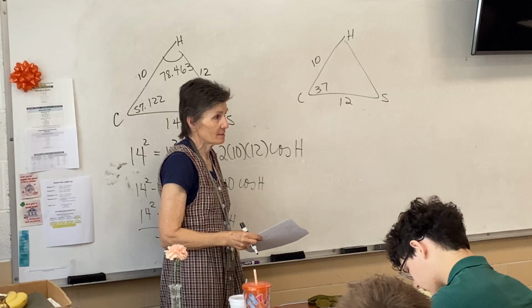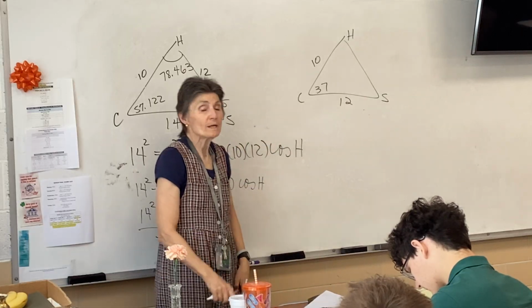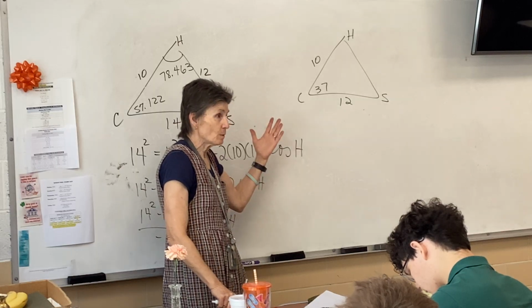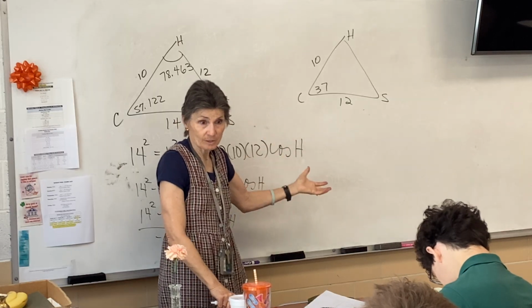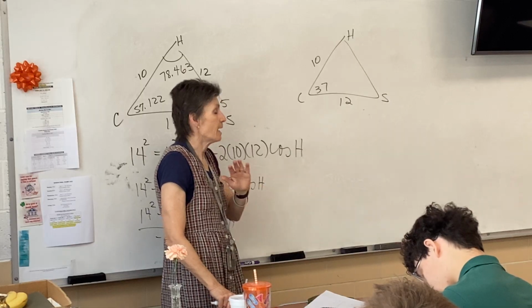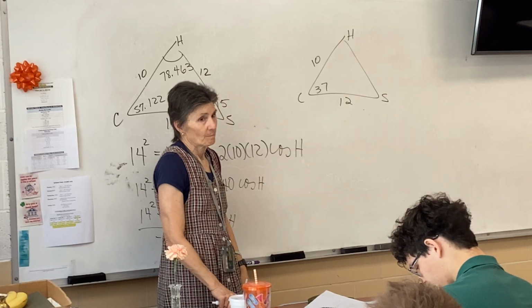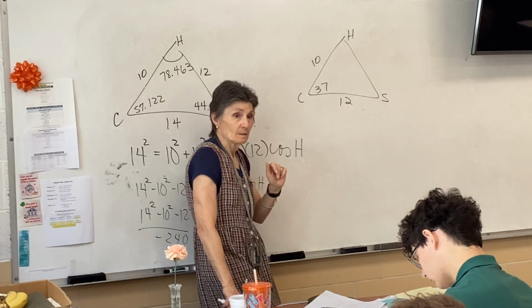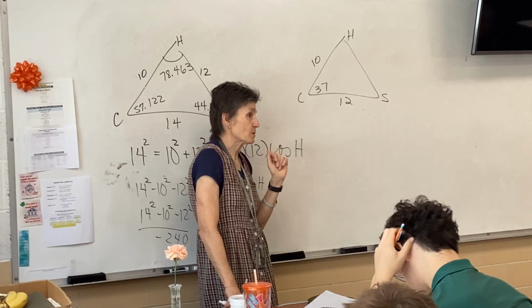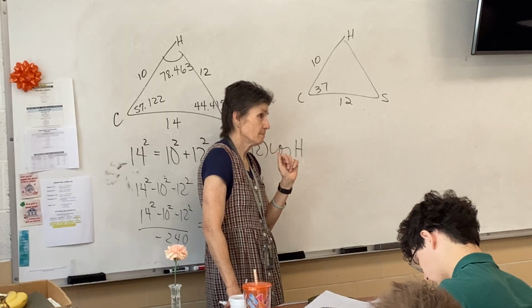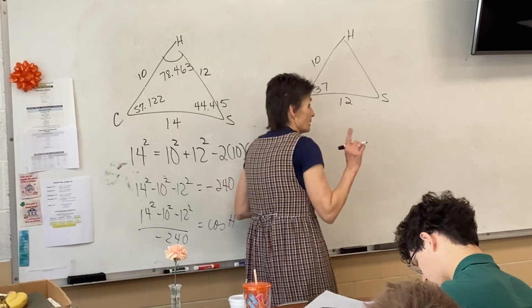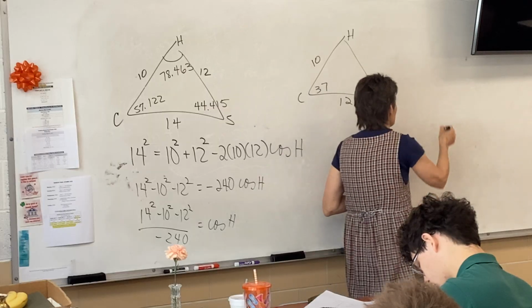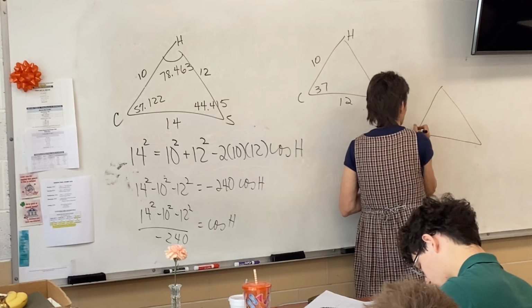The problem is, usually we don't know the height. Usually we know sides and angles. Now, could we find the height? Absolutely. But there are a couple of shortcuts that make finding the area of triangles super easy, okay? The first one I want to derive for you because I want you to see how awesome it is.